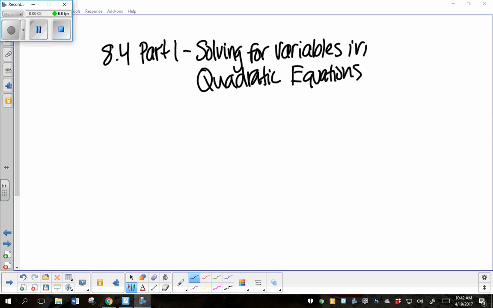Alright, this is 8.4 part 1. We are going to be solving for variables in quadratic equations. So these are word problems where they're going to give us a formula for something. A lot of times they're like a physics formula. And we're going to pick one variable and get it by itself. And it's going to involve quadratic things, so like squaring or square roots is probably going to be involved.